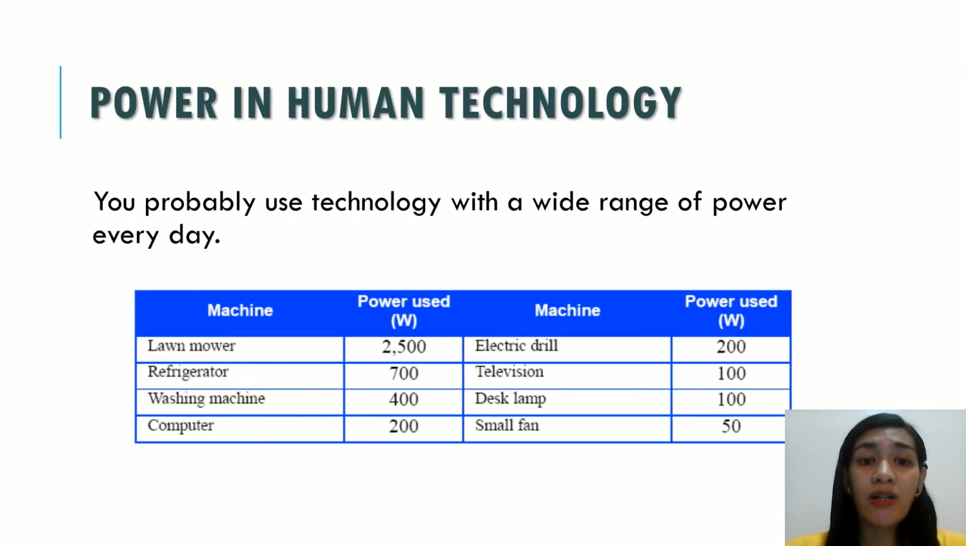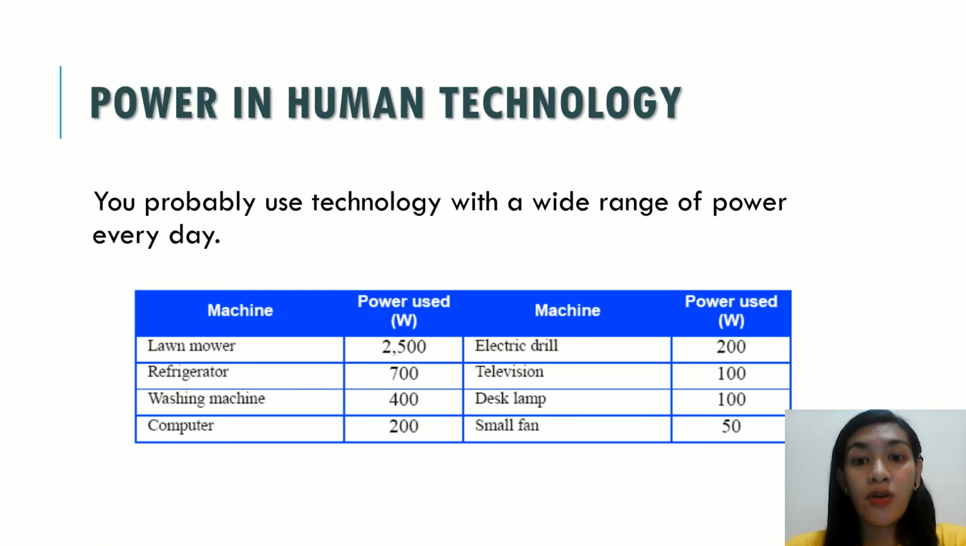Power in human technology is usually observed in the different machines we use every day. So here are some examples of the common appliances and their power used. For example, your refrigerator, you have 700 watts. For your washing machines, 400 watts, and others. Machines are actually designed to use the appropriate amount of power to create enough force to do the work they are designed to do.